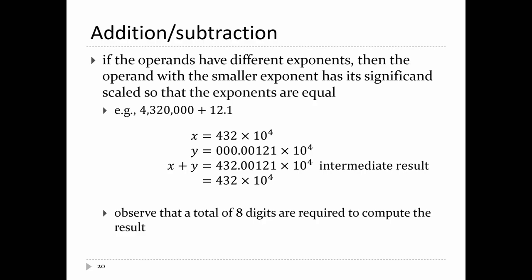Okay, so what happens if the two values have a different exponent? And so the rule is still the same as before when we computed the error.